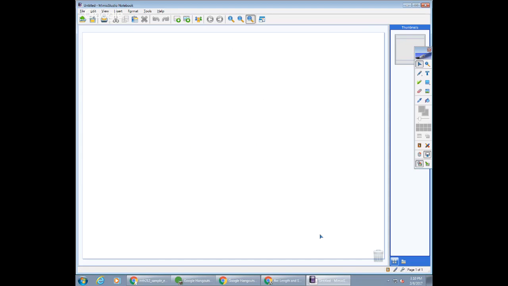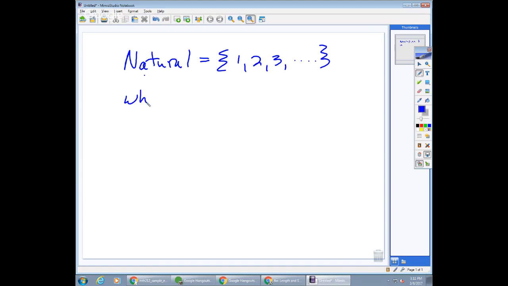Okay, so let's just list some items in each set. So natural numbers. What are the natural numbers? Yes, they're counting numbers, right? 1, 2, 3, and forever, that way. And then the whole numbers, how are they different? So what numbers are the whole numbers?